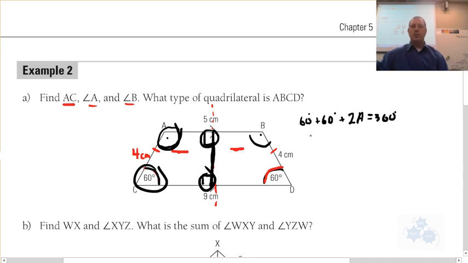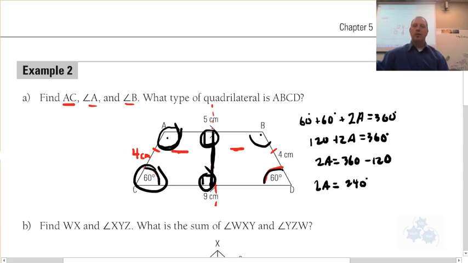So let's go back to this one. That's 120 plus 2 times A is 360. 2A equals 360 minus 120. So that's 2A equals, what's that, 240? So A is 120. So that's what I get when we do it that way.